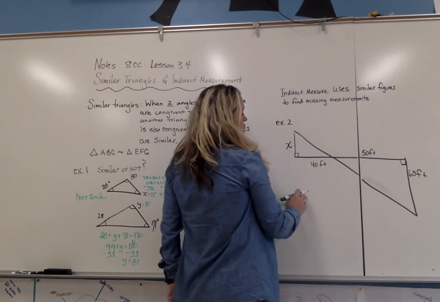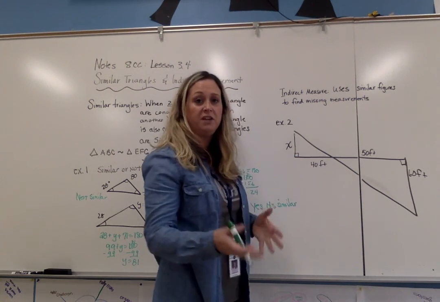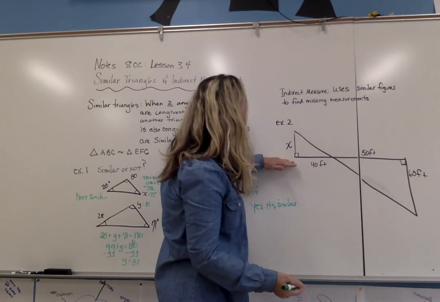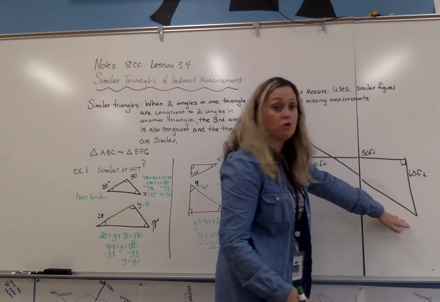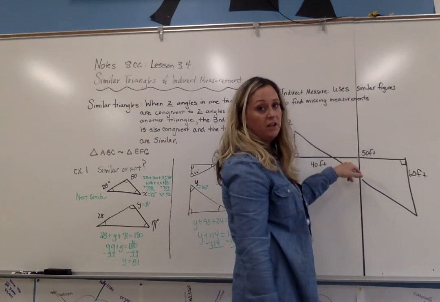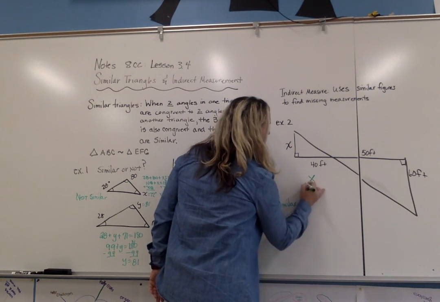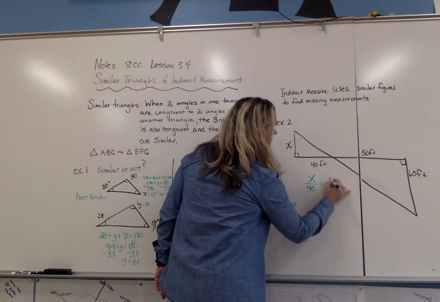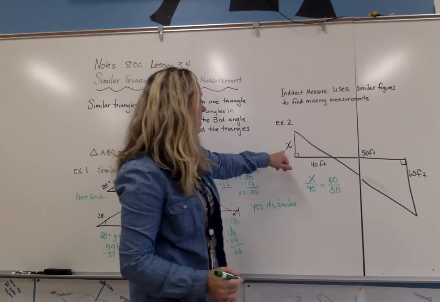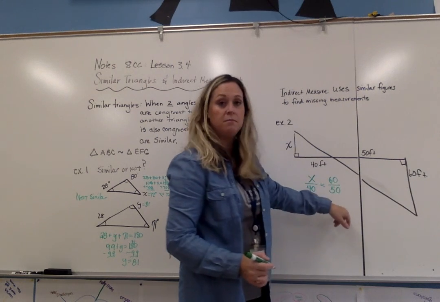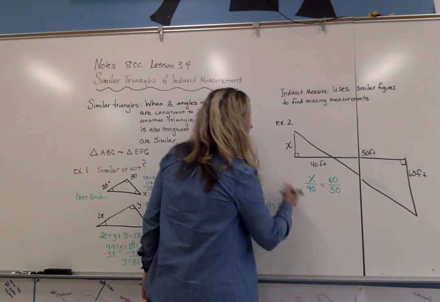Because they're similar, the ratio of the triangles is going to help me find the missing measurement. So the height is x, and the base of this triangle is 40. The height of this triangle is 60, and the base of this triangle is 50. Again, not always drawn to scale. So I can go ahead and set up a proportion. Set the height compared to the base equal to the height compared to the base. I'm comparing height, height, base, base. And then I can go ahead and solve this proportion using an equation to solve for my missing side length.